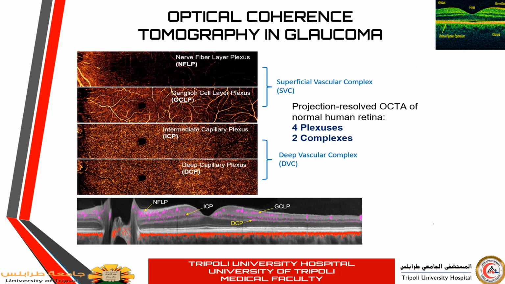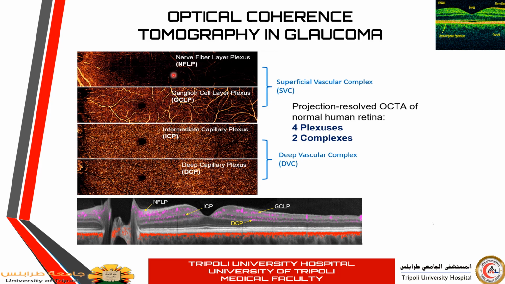Now, after the problem of the projection artifact has been resolved, we can clearly see that with OCT angio we can determine 4 different types of plexus. That's the nerve fiber layer plexus and the ganglion cell layer plexus, and both of them constitute the superficial vascular plexus. And this area is very important in glaucoma.